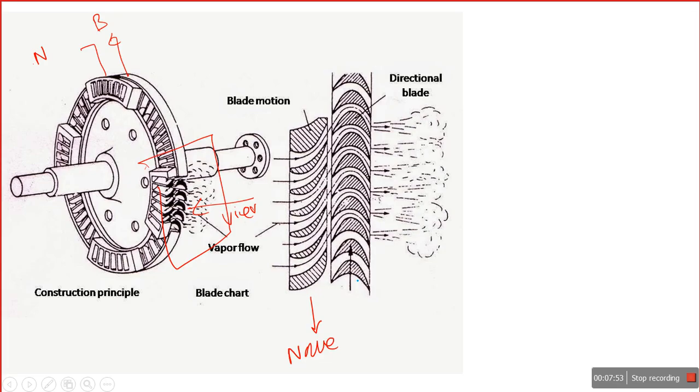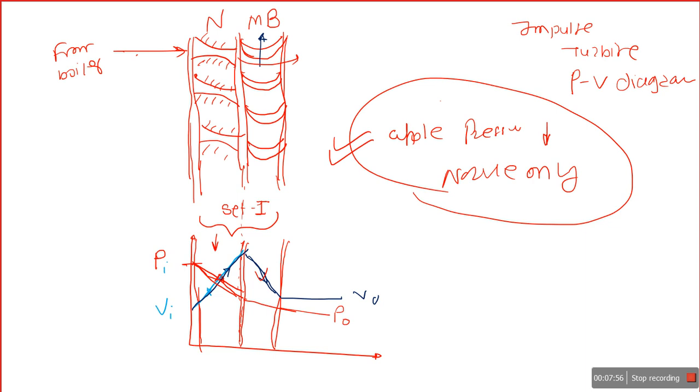If we compare with the impulse turbine, in the nozzle there is a drop in pressure and an increase in velocity. But when it's flowing through the moving blade, always remember that when the steam is flowing over the moving blade, there is a drop in kinetic energy. But in case of impulse, pressure is constant because the cross sectional area is the same.